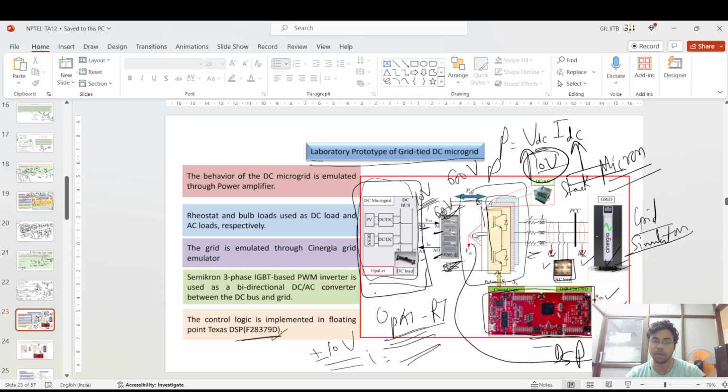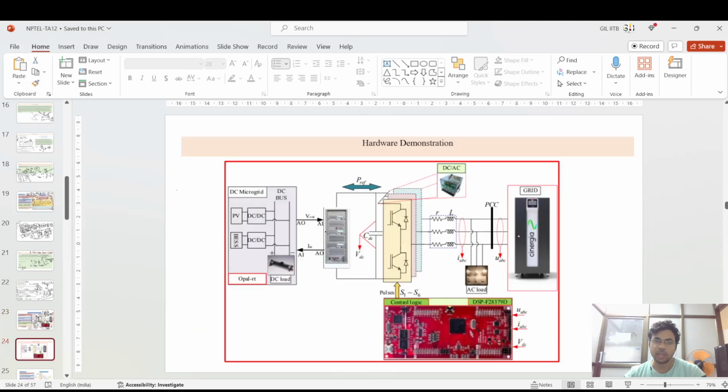So always remember that you need the power amplifier if you are using the OpalRT system, because OpalRT will generate only a plus or minus 10 volt reference, but you need the 600 volt level at the stack voltage. So the power amplifier will convert 10 volt to 600 volt, which is the actual voltage in the simulation environment. After that we use the DC to AC stack, then L filters, then home loads using lamps, then Synergia as a grid simulator, and the DSP as the controller for generating PWM pulses for this inverter.